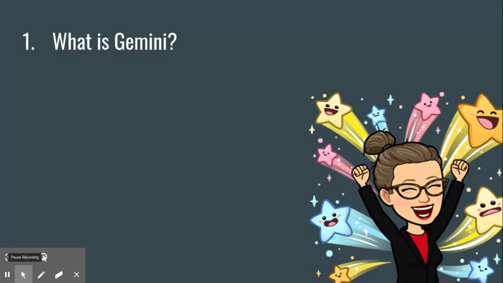Let's look at the first question. Number 1, what is Gemini? If the question asks what, the answer must include an action or name of a thing. What is the question word in this sentence? How do we answer a question that begins with what?